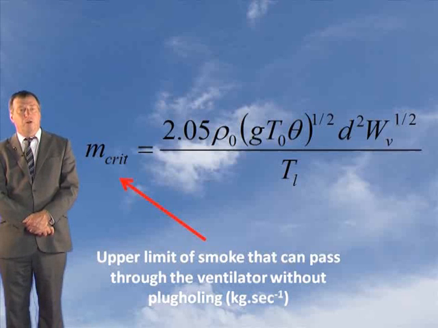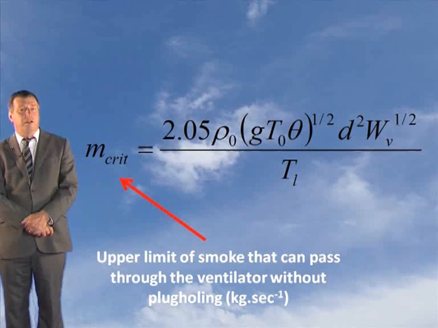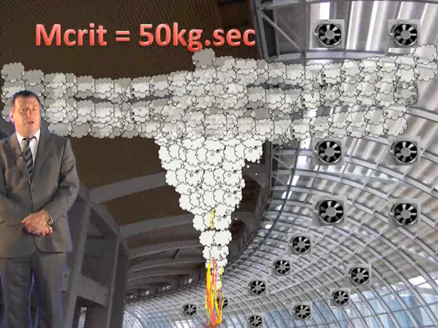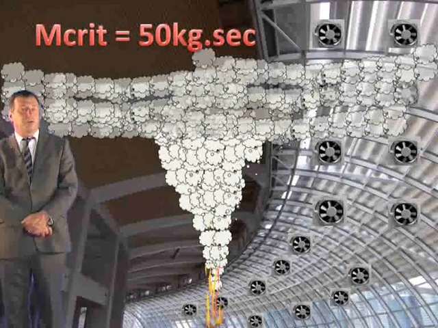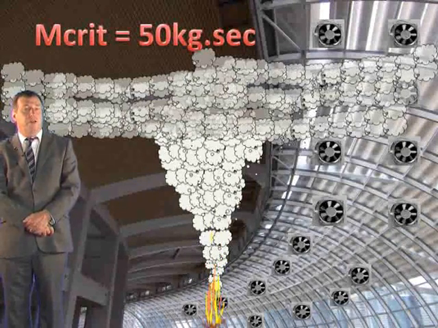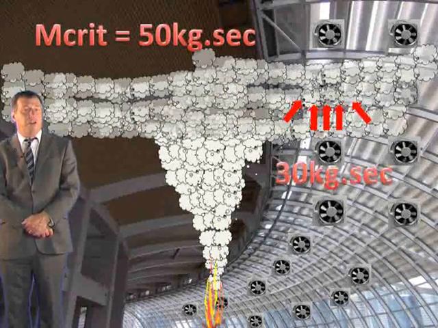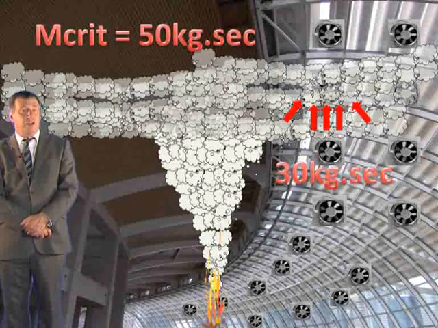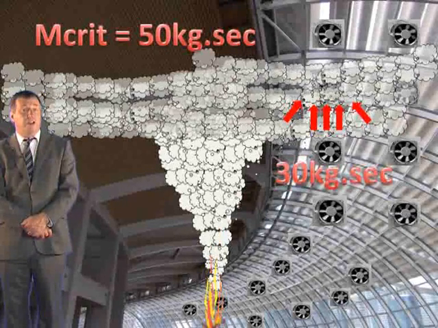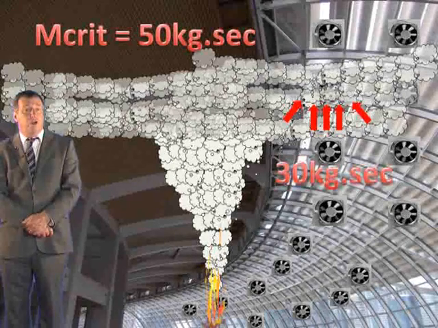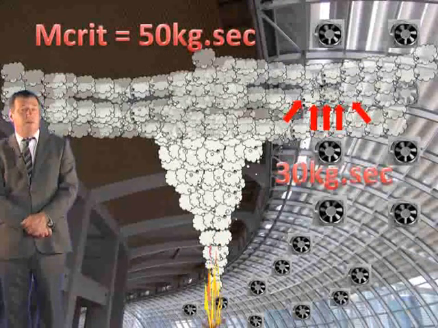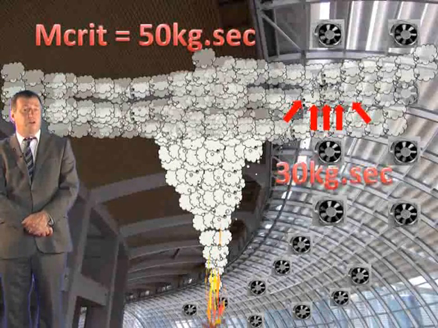The output from the model is expressed as M crit and is given in kilograms per second. This is the upper limit for the amount of smoke that can pass through a given ventilator without plug holing occurring. If we have an M crit value of 50 kilograms per second, and we also calculate that in the worst case we have 30 kilograms per second flowing out of any one single ventilator, then our flow is below the upper limit and we can be sure that plug holing will not occur.